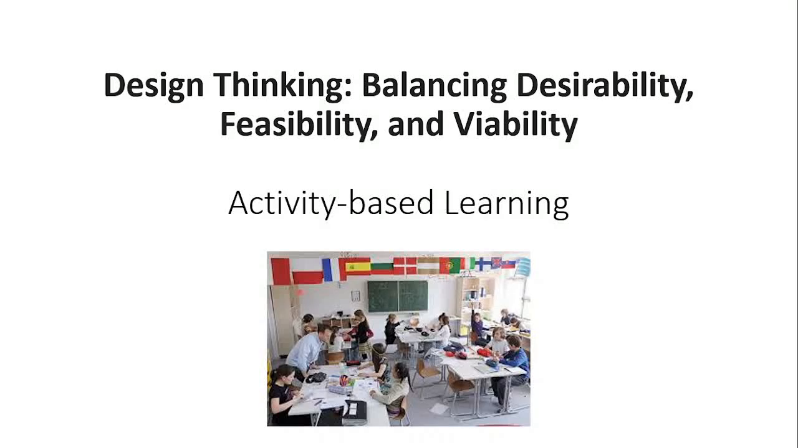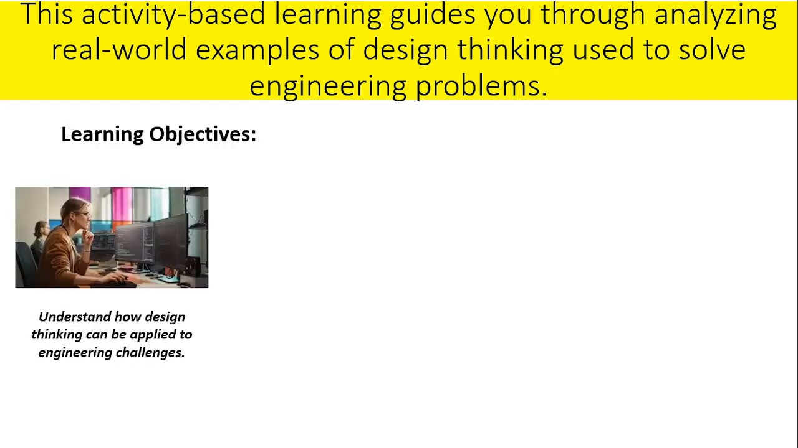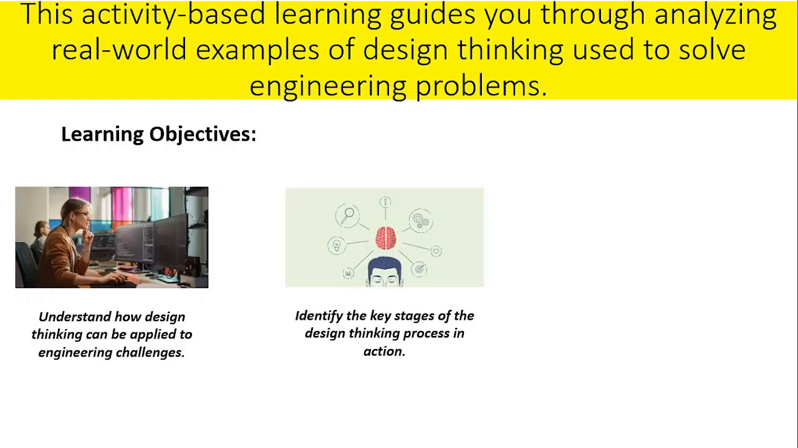Which is the activity based learning on balancing between desirability, feasibility and viability. This activity based learning guides you through analyzing real world examples of design thinking used to solve our engineering problems. Here I considered the learning objectives are: understand how design thinking can be applied to engineering challenges. Here you always think about our educational challenges, not only industrial challenges, educational challenges.